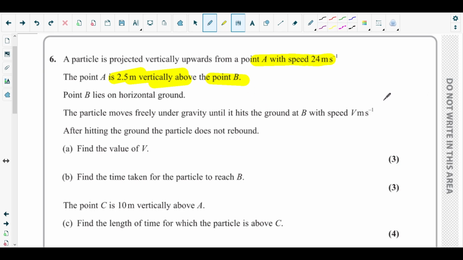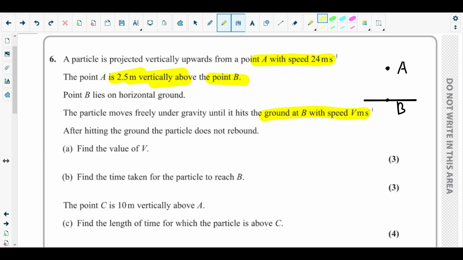If we consider this is point B, then point A is 2.5 meters above point B, right? Point B lies on the horizontal ground, and the particle moves freely under gravity until it hits the ground at B with speed v meters per second. So it is moving freely under the force of gravity until it reaches the ground at point B. This is basically the introduction to this question.